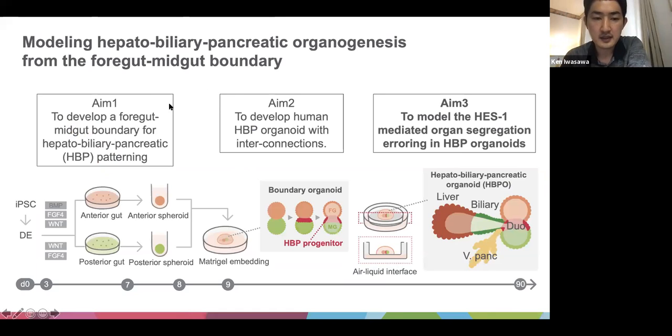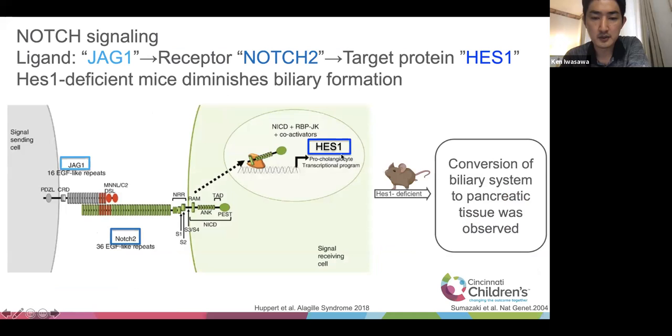So from these data, we were able to develop a foregut-midgut boundary model that developed human hepatobiliary pancreatic organoids with interconnections. And our aim 3 was to model the HES1-mediated organ segregation error in HPP organoids. I'm talking about this HES1. Why am I talking about this HES1?